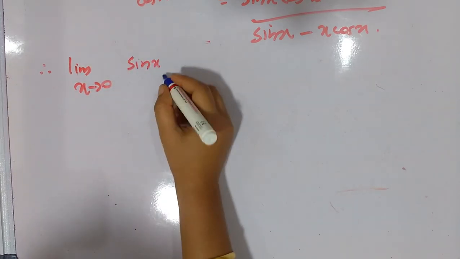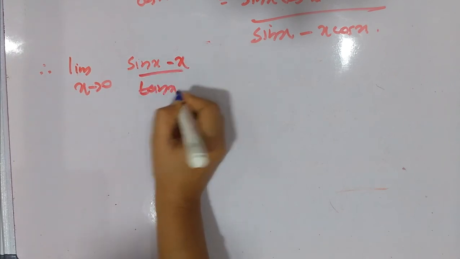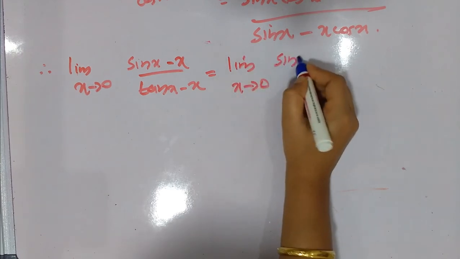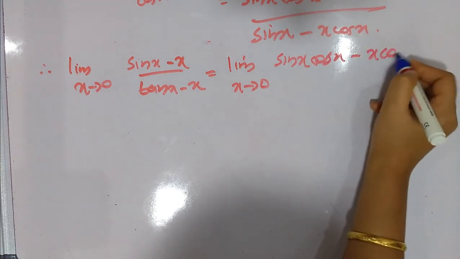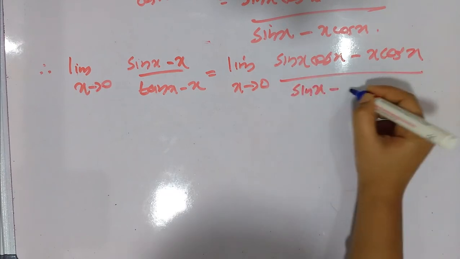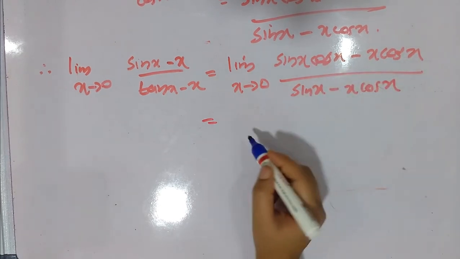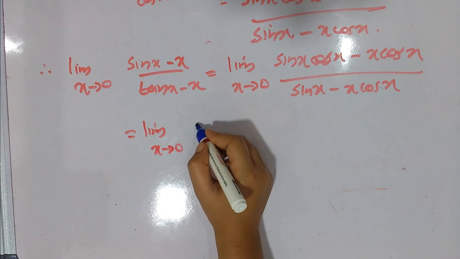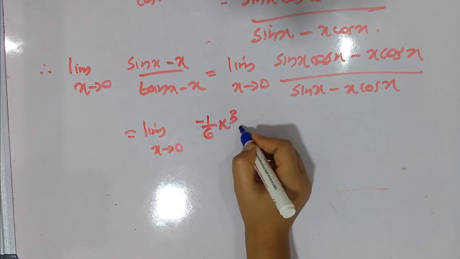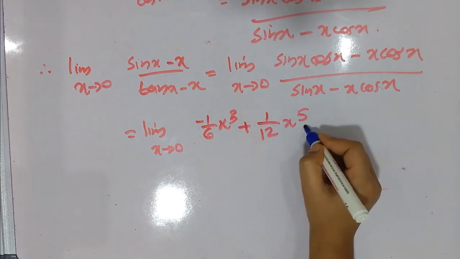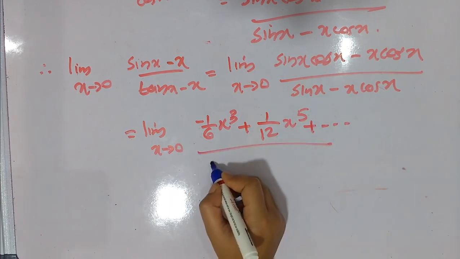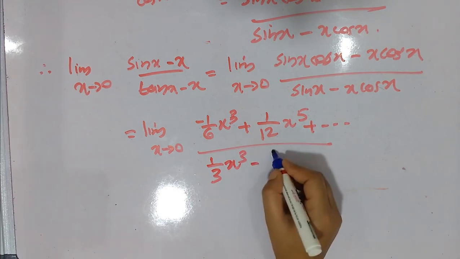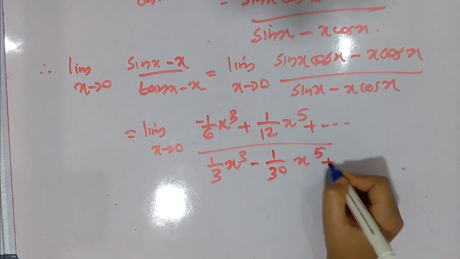Therefore limit as x tends to 0 of sin x minus x by tan x minus x, which is equal to limit as x tends to 0 of sin x into cos x minus x cos x divided by sin x minus x cos x. We have found the series of both functions, so writing them, which is equal to limit as x extends to 0, first is the series: minus 1 by 6 x cube plus 1 by 12 x raised to 5 plus etc, divided by the next series: 1 by 3 x cube minus 1 by 30 x raised to 5 plus etc.